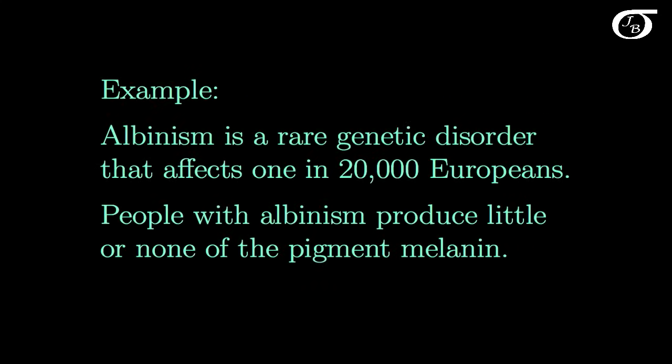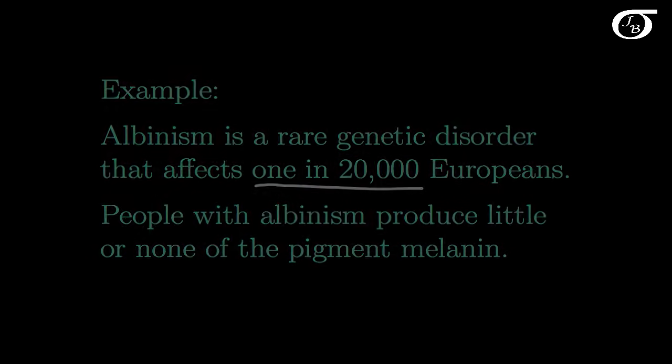Let's look at an example to illustrate. Albinism is a rare genetic disorder that affects approximately 1 in 20,000 Europeans. Now this 1 in 20,000 is just an approximate value, but let's take it to be exact for the purposes of this question. People with albinism produce little or none of the pigment melanin. Now this manifests itself in different ways, but overall they tend to have very fair skin and very light-colored hair and things along these lines.